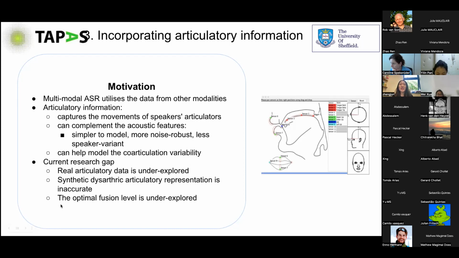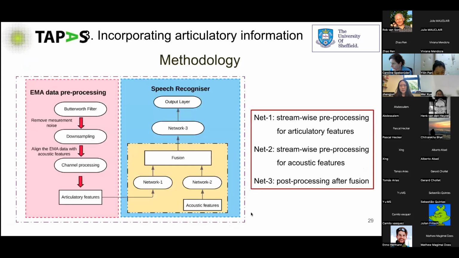And the last is that the optimal fusion level is underexplored. So this is the architecture of my third work.